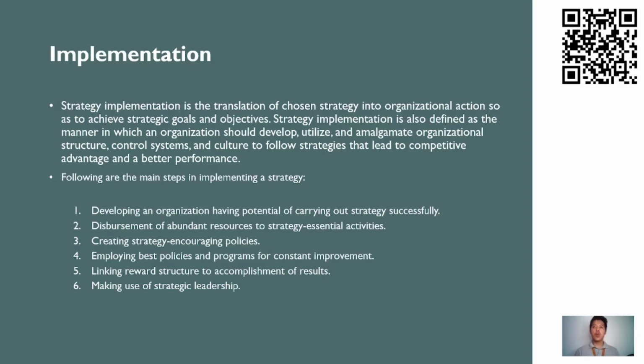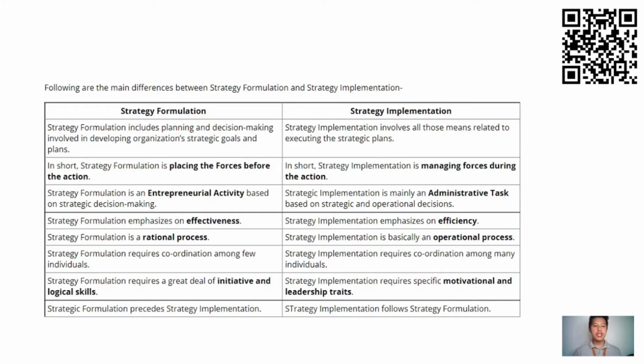Then linking reward structures to accomplishment of results. This is in relation to human resource. If one particular employee is performing well, then you have to provide a reward structure for accomplishment. Next is making use of strategic leadership. This is an example of the difference between strategy formulation and strategy implementation.